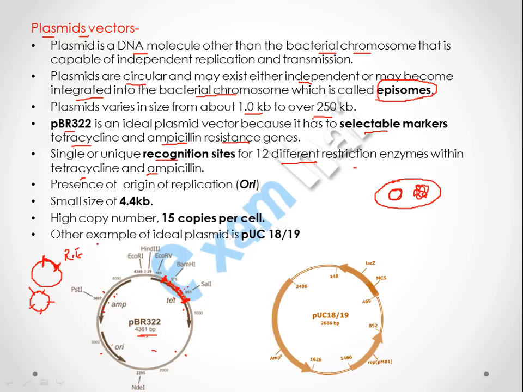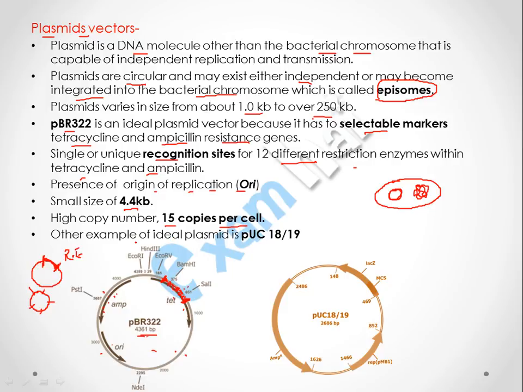culture medium. Okay, so now the presence of origin of replication, or ORI. It should have the ability to autonomously replicate, so it should have an origin of replication, or ORI. It should have a small size of 4.4 kb and a high copy number of 15 copies per cell. So it should produce a high copy number, it should replicate autonomously, it should have a small size, it should have a selectable marker, and it should have a recognition site of a restriction enzyme.